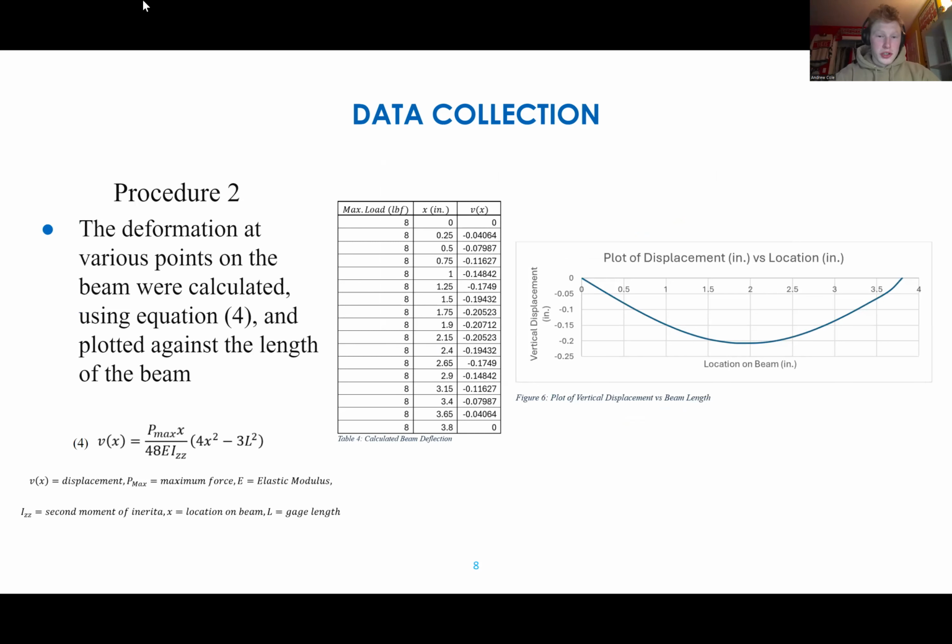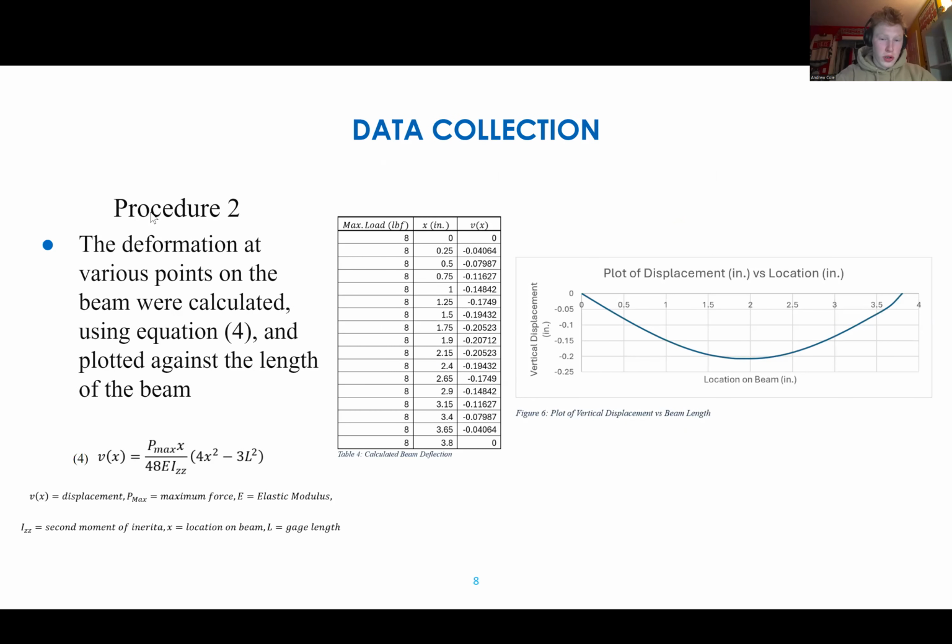And also with procedure 2, we were able to use equation 4, shown on the screen, to calculate the deformation at various points along the length of the beam. We were able to use this data and create a plot of our V of X, our deformation, versus the length of the beam, which showcased this curve shown in figure 6.